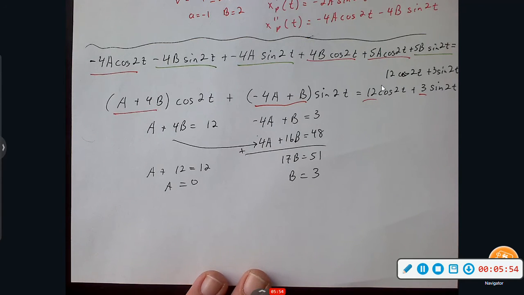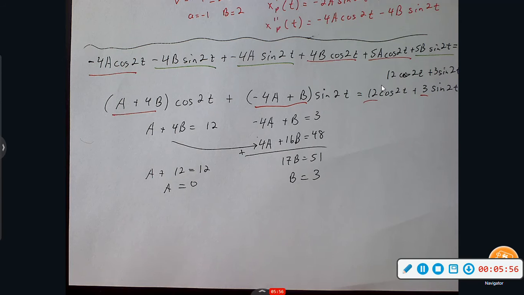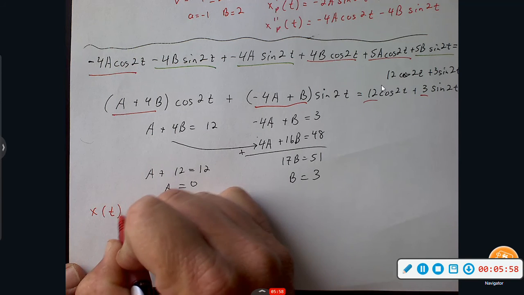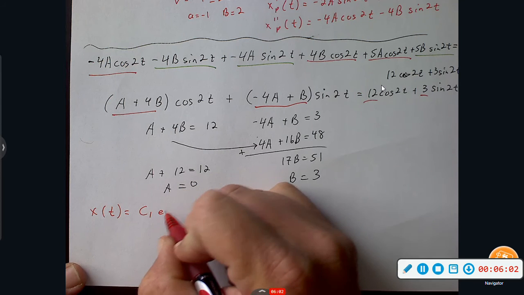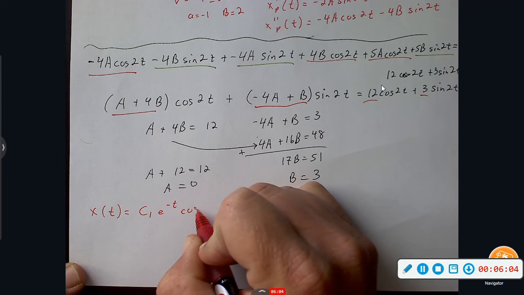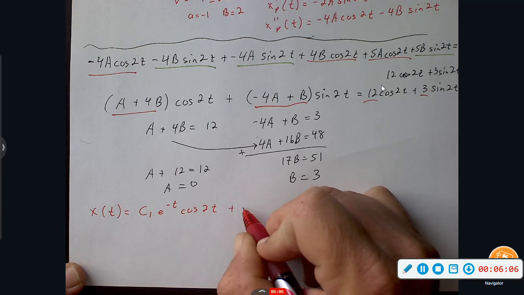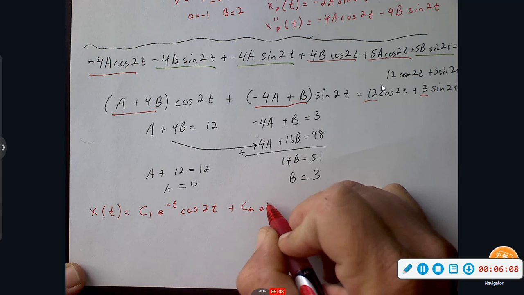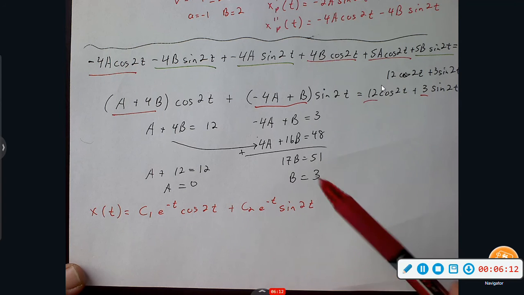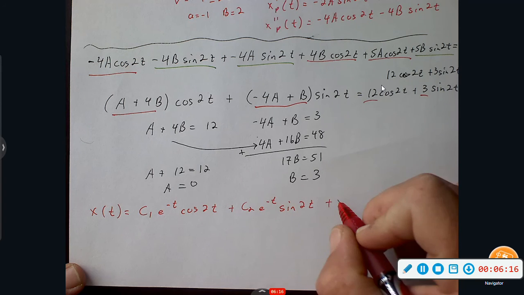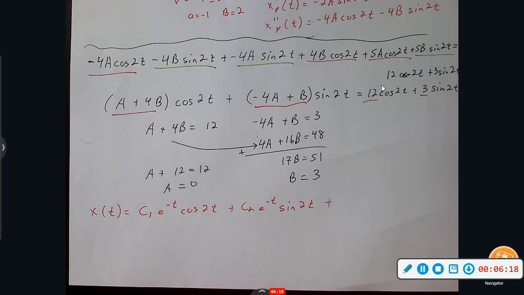So now we can write our function. X of t equals c1 e to the negative t cosine 2t plus c2 e to the negative t sine 2t, and then plus 3 sine 2t. That's our xp of t. It was a cosine 2t, a was 0, b was 3.